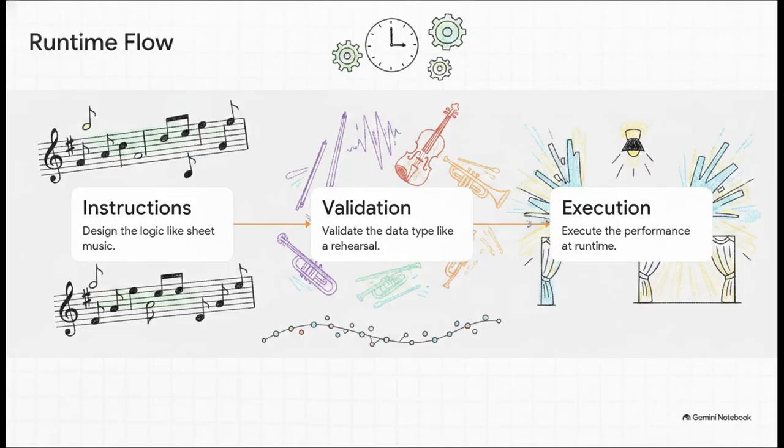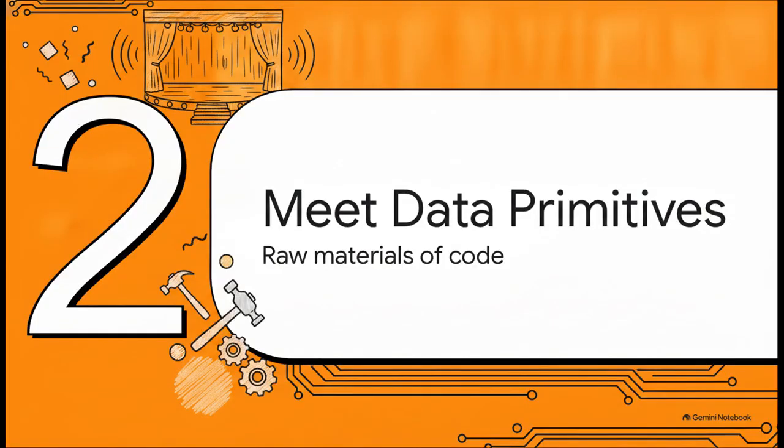This all breaks down into a very precise chronological flow. Step 1, you design the instructions. You meticulously plan out the logic and lay down that sheet music. Step 2, you validate the data type. This is basically the rehearsal. You're making sure every instrument is in tune and capable of hitting the right notes before the curtain actually goes up. And then, step 3, you execute the performance. The runtime begins. By isolating the instructions from the data this way, you drastically reduce errors and you can automate some seriously complex performances. Section 2.